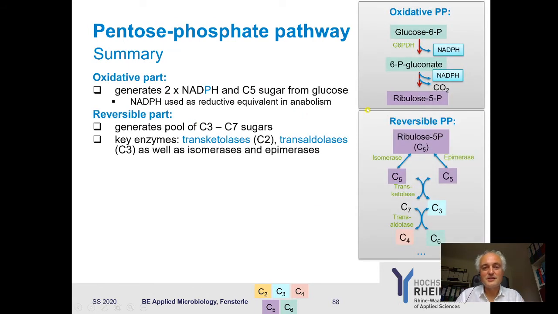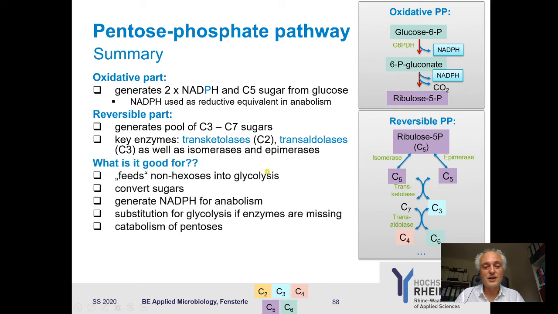In the oxidative part, I generate 2 molecules of NADPH, and I come from a C6 sugar and generate a C5 sugar. With the reversible pentose phosphate pathway, I can generate a pool of C3 and C7 sugars. I can also use that to feed in a sugar other than glucose, what we discussed before. Why do you have that? That's what I said. If you have a non-hexose and want to do glycolysis, you can feed it in. You can go then in the reverse direction. You can convert sugars, and you can generate NADPH for anabolism. Remember, in anabolism, you also need reductive equivalents. That's what you can do here.